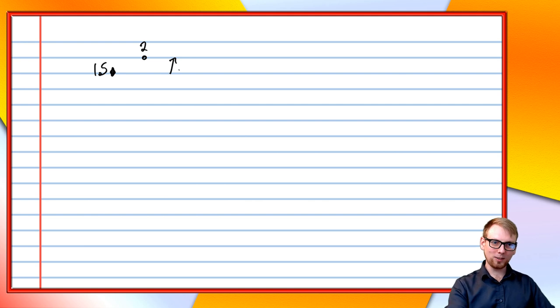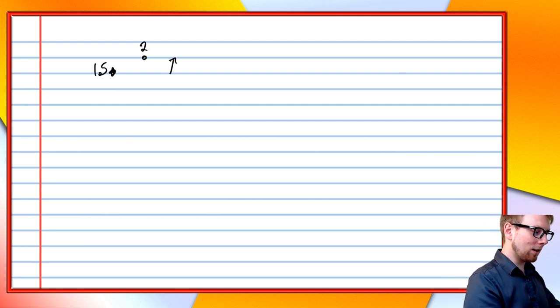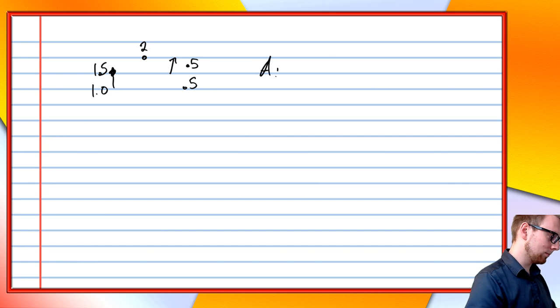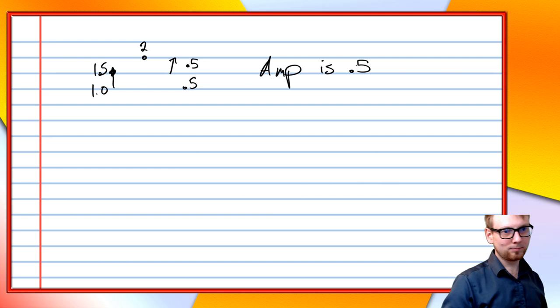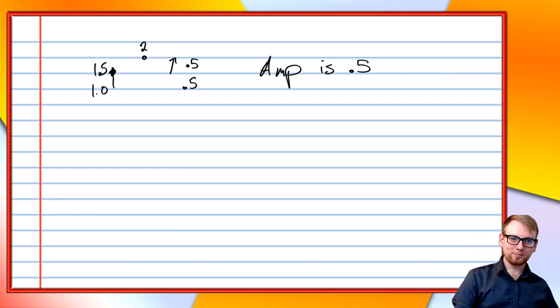Yeah, 0.5. So the distance between 1.5 and 2 is 0.5. The distance between 1 and 1.5 is 0.5. So your amplitude is 0.5. You see how that works?